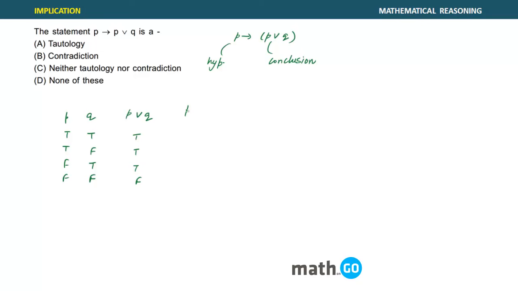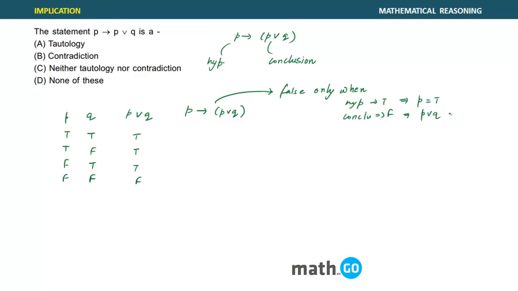Okay, now you want P implication P or Q. We know that an implication will be false only when the hypothesis is true, that is P is true, and the conclusion is false, that is P or Q is false. So we are looking for this particular category where P is true and P or Q is false, then the answer will be false.